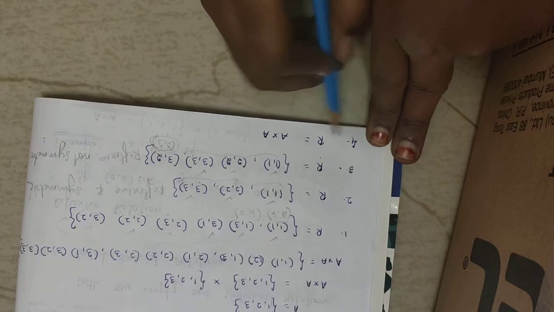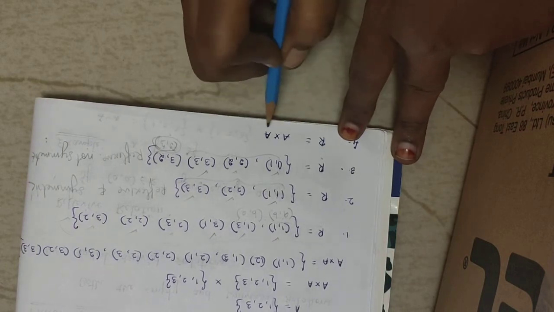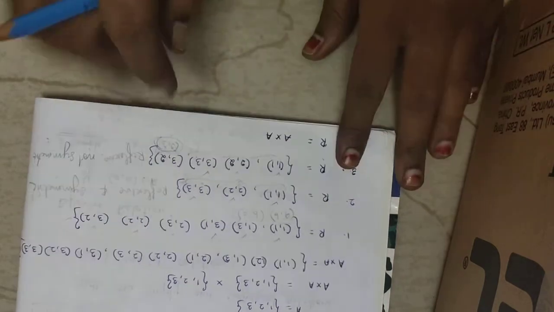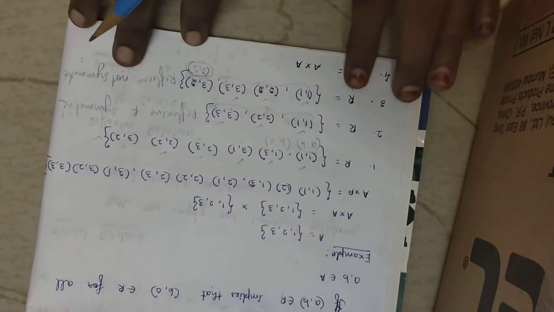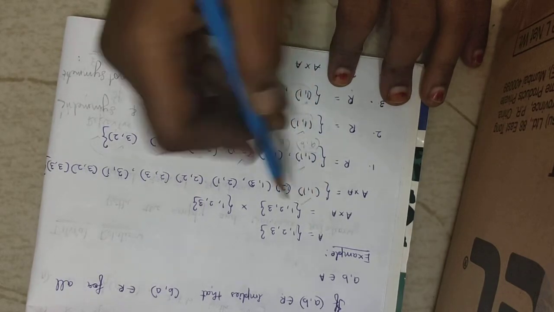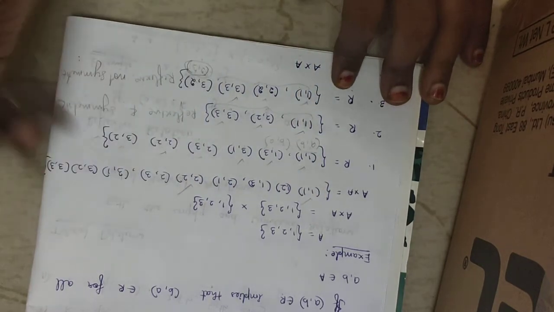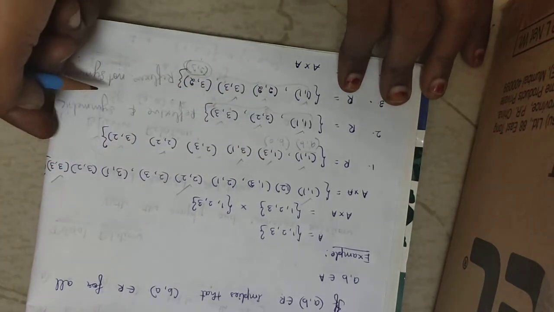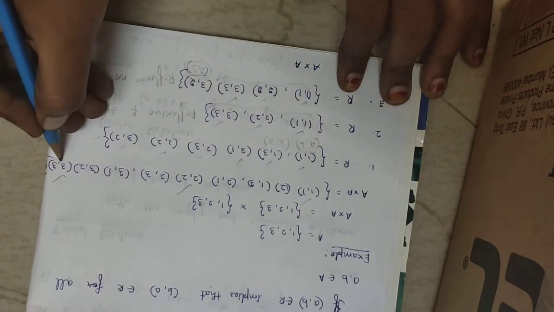Now go for the fourth one. R is equal to A cross A. The entire Cartesian product is there. Now we have to check for the entire Cartesian product whether it is a symmetric relation or not. For (1,1) it will satisfy. For (2,2) it will satisfy. For (3,3) it will satisfy. Now let us say that this is reflexive.